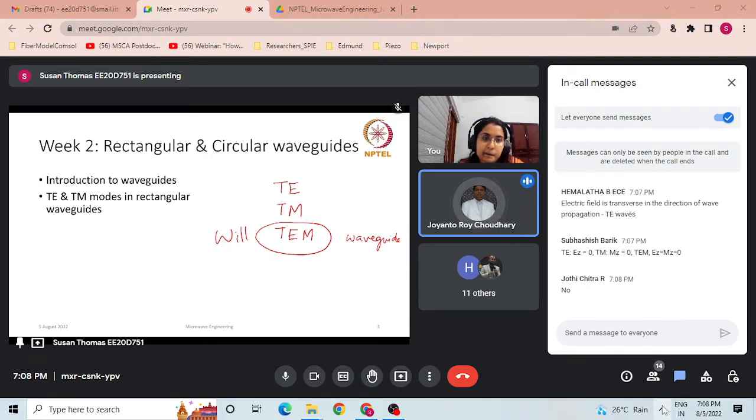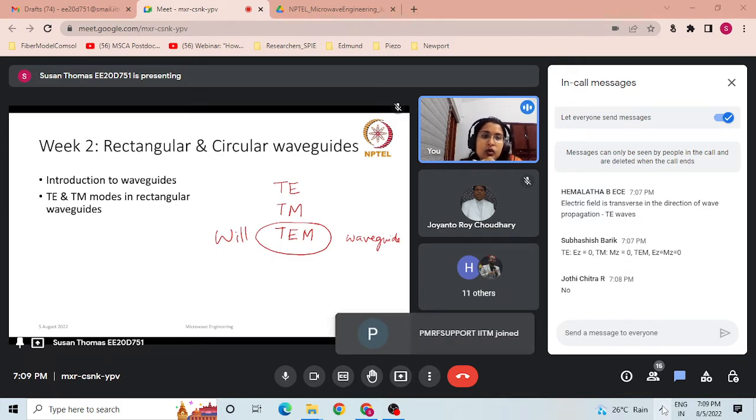In rectangular and circular waveguides, only TE and TM waves will exist, and TEM will exist in a coaxial cable, because waveguides are single conductors and coaxial cables have two conductors. Without two conductors, a TEM wave cannot exist. Yes, that's the right answer. So a TEM wave cannot exist in waveguides because a waveguide is basically a single conductor system. A TEM wave can exist only in a coaxial cable, a two conductor system where one conductor is separated from the other conductor by a dielectric.